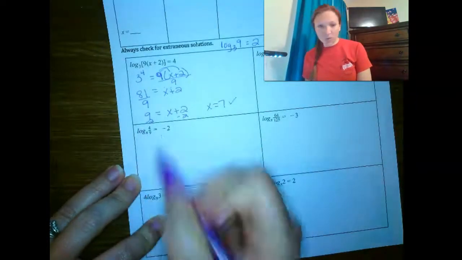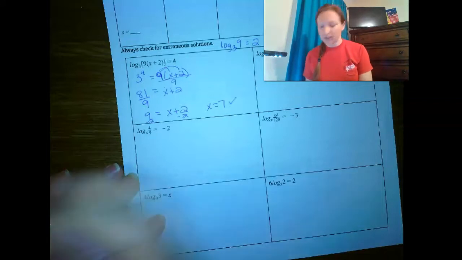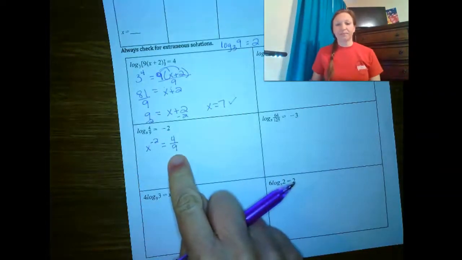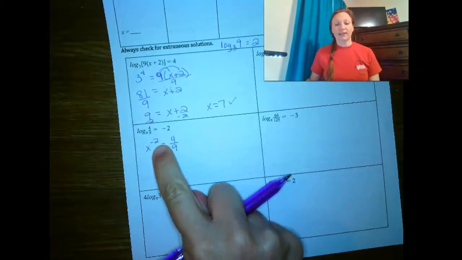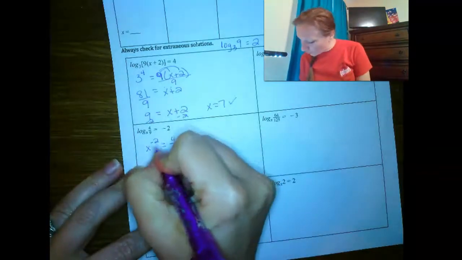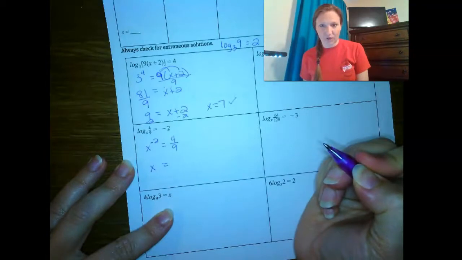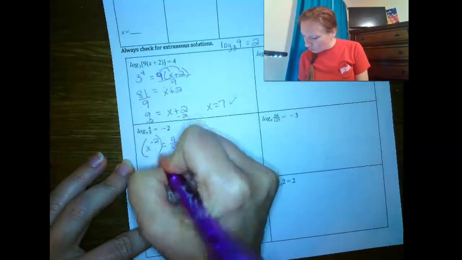Okay, again, I'm going to transform this into exponential notation to help me see it better. So I have a base of x, an exponent of negative 2 equals 4/9. Now, remember what a negative exponent does. That takes the reciprocal of it. If I want to get rid of this negative 2, remember I'm really trying to get x by itself. To get rid of it, I could raise this to the negative 1/2 power.